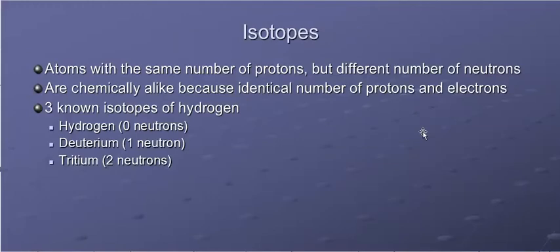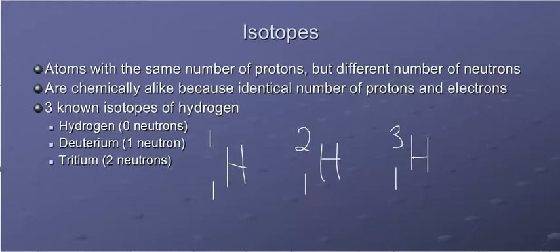Isotopes are atoms with the same number of protons but different numbers of neutrons, so they have different masses. There are 3 known isotopes of hydrogen, for example. Hydrogen, which has 0 neutrons, would have a shorthand notation that looks like this. Deuterium has 1 neutron, so its shorthand notation would look like this. And then tritium has 2 neutrons, so its shorthand would look like this.